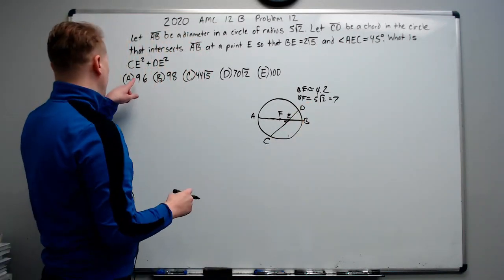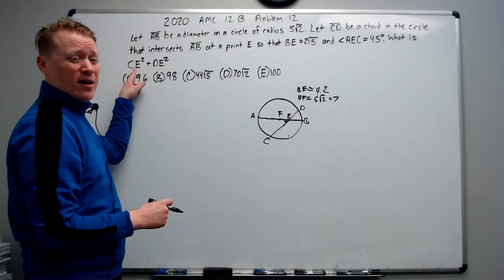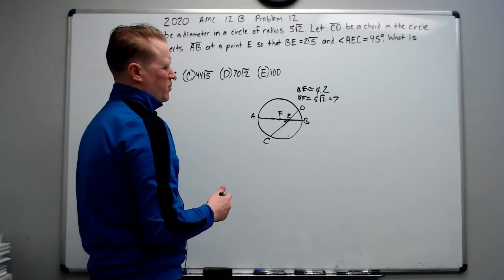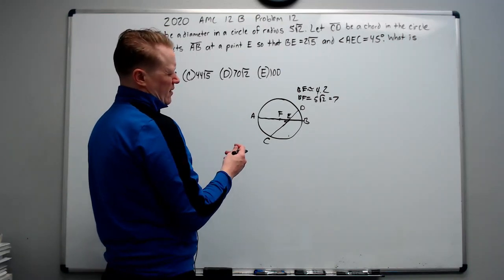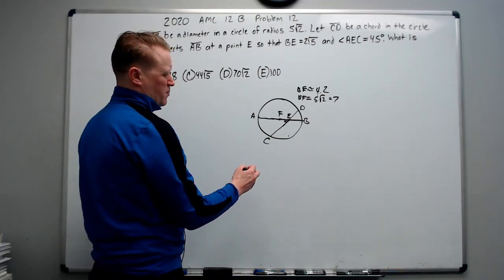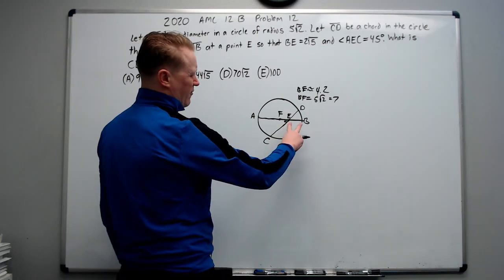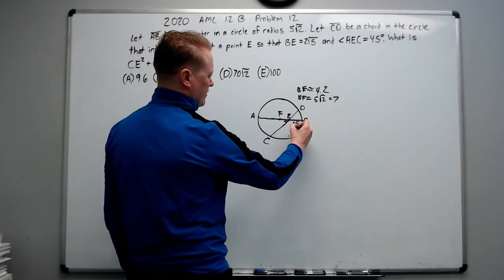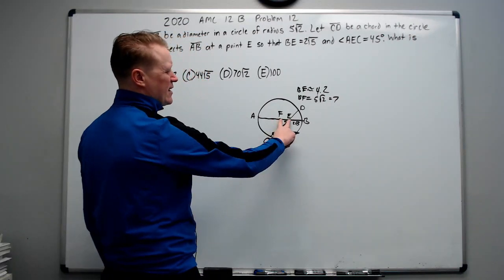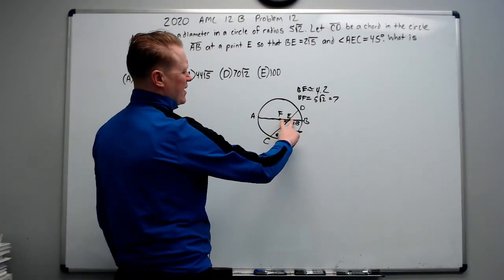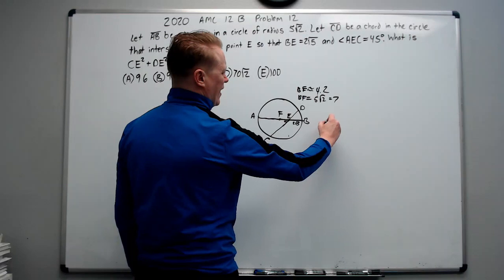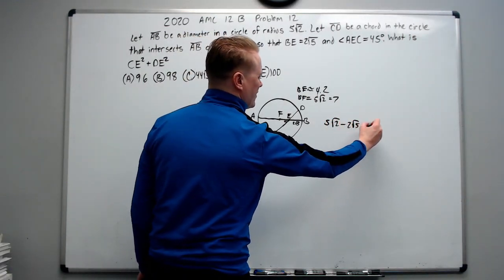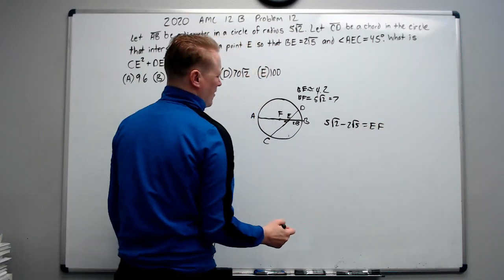And now it wants to know, what is CE squared plus DE squared? Okay, so how are we going to approach this? We have a few options at our disposal. First off, we know that BE is 2 root 5. And that means that EF is equal to 5 root 2 minus 2 root 5. That's EF. Now, how can we use that?